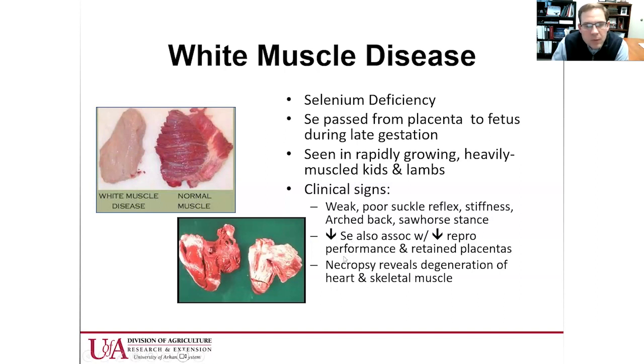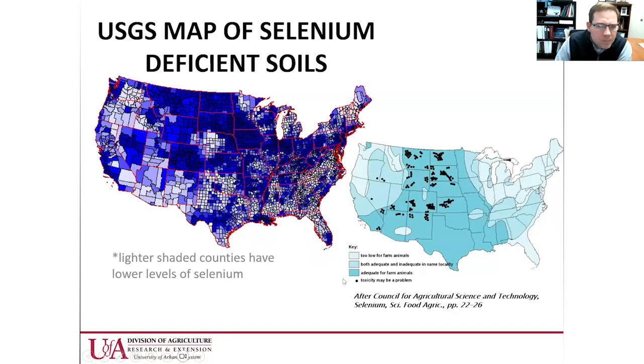Other clinical symptoms that we might see in a given flock or herd is we might see problems with retained placentas, or maybe a decreased reproductive performance where we don't get quite the breed up and the number of pregnancies that we were expecting. And then lastly, if we're doing a postmortem exam, we see this pale muscle in the animal that's affected.